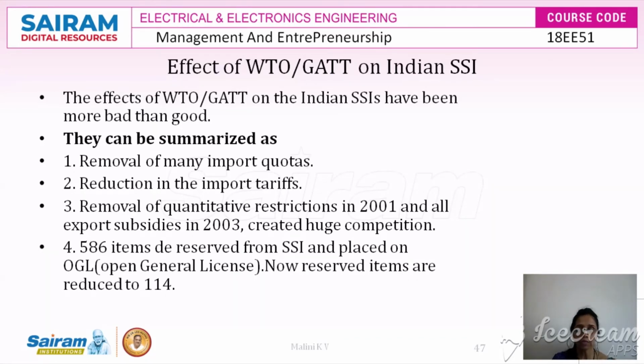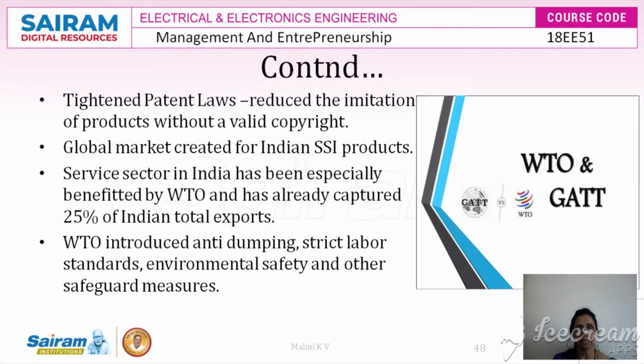So when the export subsidies are given to the manufacturers in the SSI sector, they have started exporting the products which are unique to the particular local region. Then they entered into the globalized market. Nearly 586 items got de-reserved from the SSI, and they were placed on the open general license. Now, out of 834 reserved items, 586 got removed, and only 114 items still stay reserved under the SSI sector.